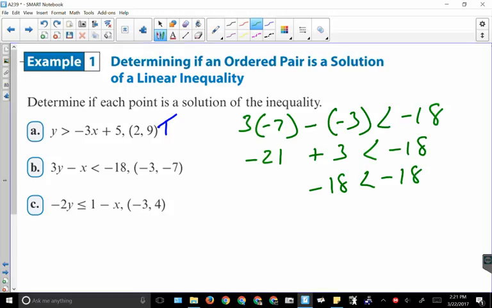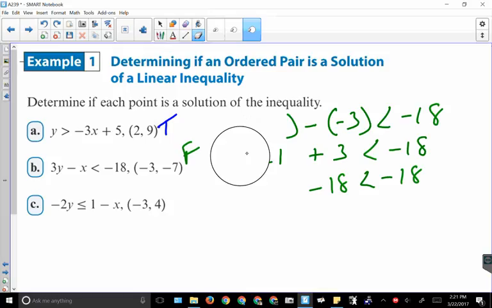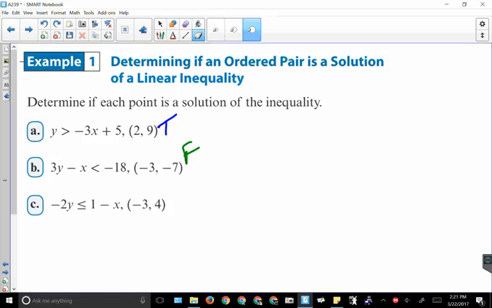So is negative 18 less than negative 18? No, they're equal, aren't they? They're the same. So, nope, that'd be false. It wouldn't work. True, false, yes, no, however you want to identify it. So let's check C here.